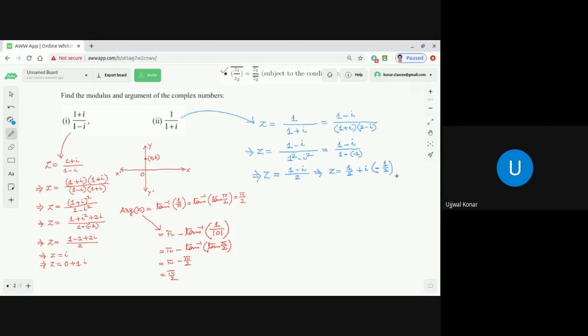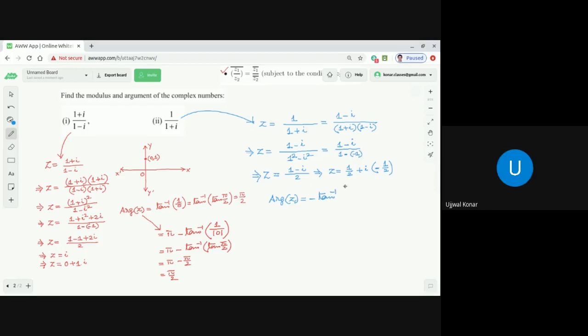Now let's look into the Argand diagram, the point 1 by 2 comma minus 1 by 2, where it resides. Fourth quadrant. Fantastic. Fourth quadrant. So appreciate. Good. In the fourth quadrant, what do you know? Argument of Z, if you open your notebook, it is minus of tan inverse mod B by A.